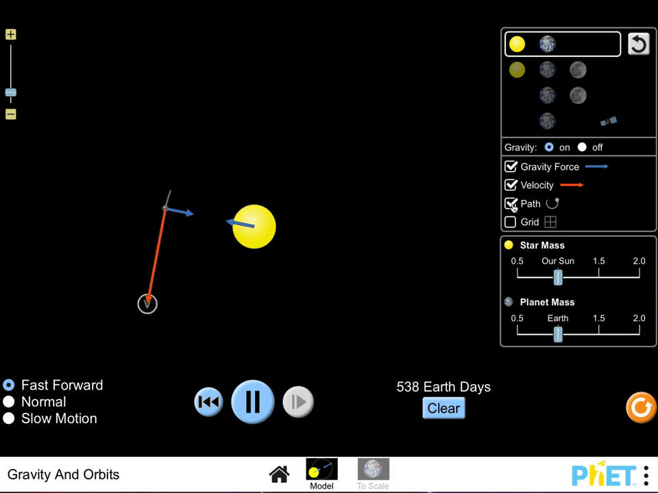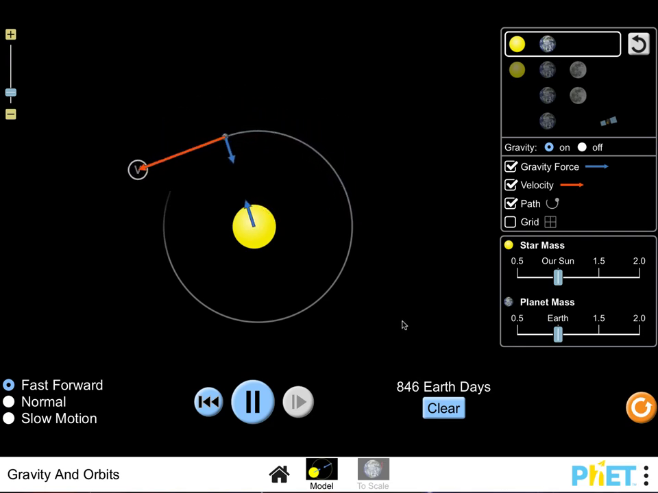So let's look at the path. You can see it again here. The Earth is moving in a circle. The velocity is perpendicular to the radius of the circle, but the force is pointing towards the center of the circle. Because that force points towards the center of the circle, we're going to call that the centripetal force.